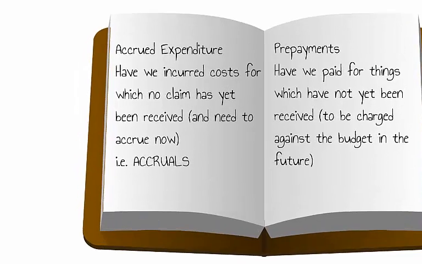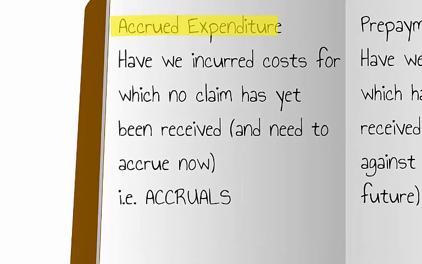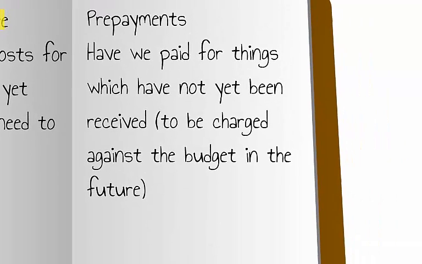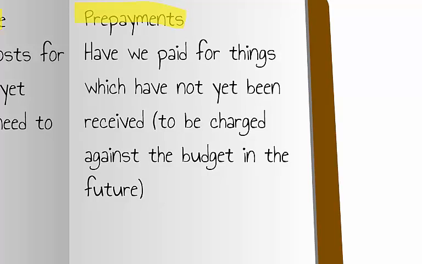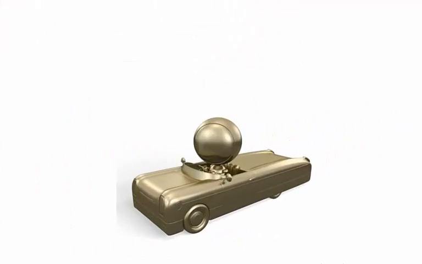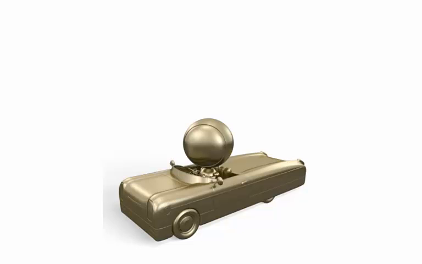Accruals, which we've just been talking about, may also be referred to as accrued expenditure. We need to ask ourselves, have we incurred costs for which no claim has yet been received, and therefore we need to raise an accrual for? We may also have prepayments. Prepayments are things we've paid for, but which we have not yet received the goods or services. A common example is prepaying your car insurance. You would not generally want to pay in advance, as there's always the risk the person or company you paid won't give you what they owe you, but it does happen for commercial reasons.